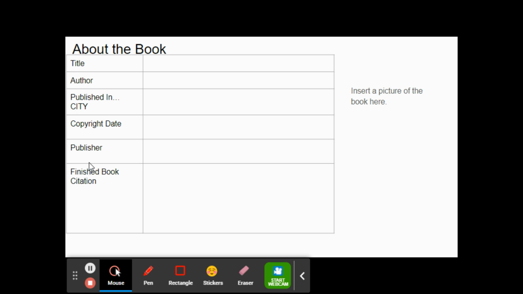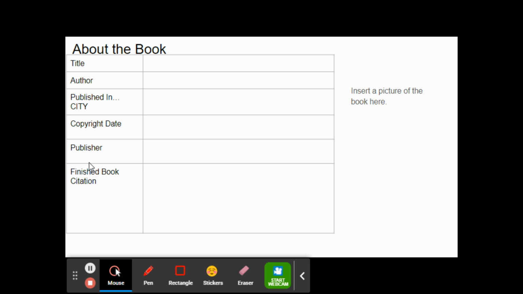All right? Every book has a page like this. Every book has a page that tells you when your book was written, who wrote your book, who published your book, who printed your book. Okay? What city the book was published in, what city the book was copyrighted in. All of that good information.